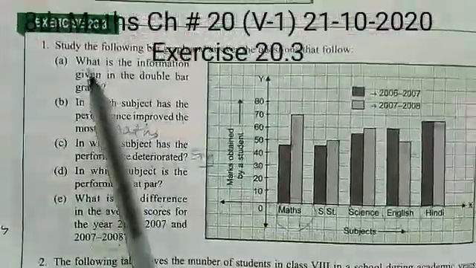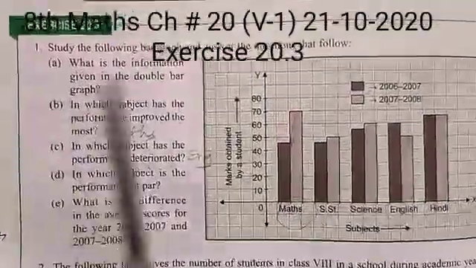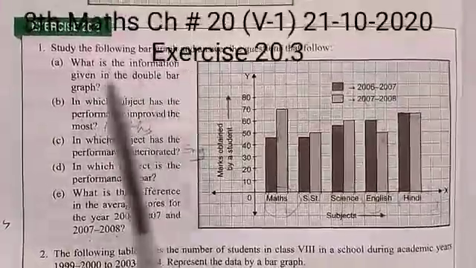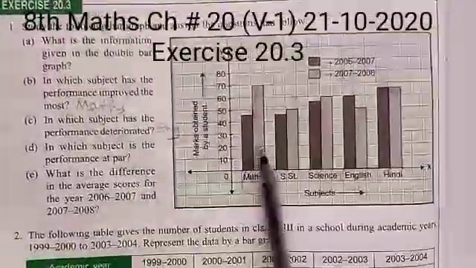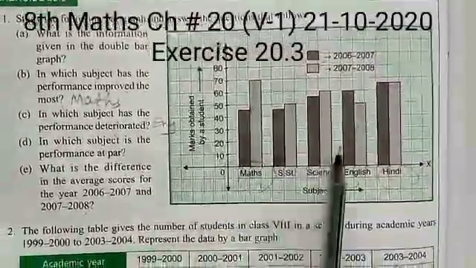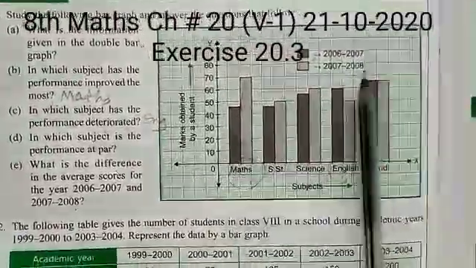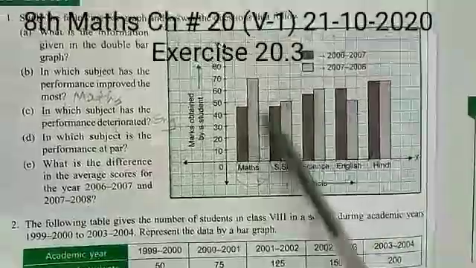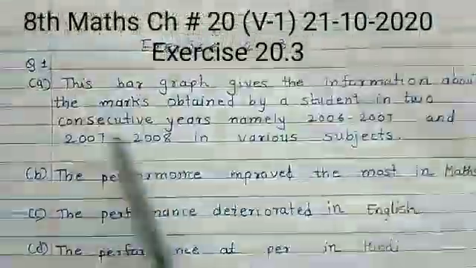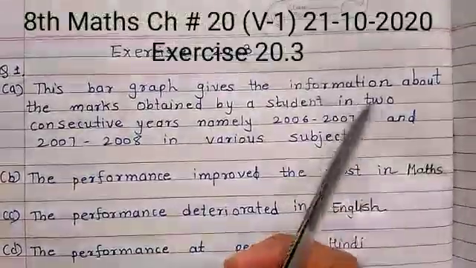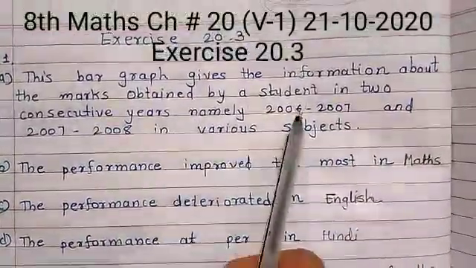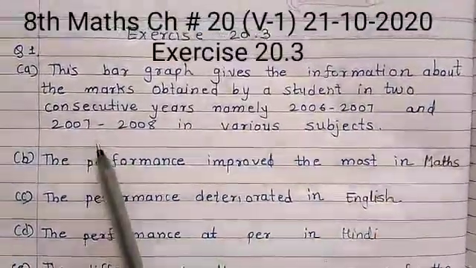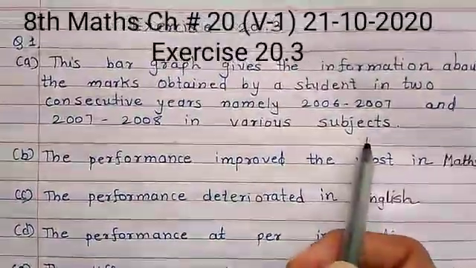Now the first question is exercise 20.3. Study the following bar graph and answer the questions that follow. First, what is the information given in the double bar graph? Here you can see that the marks obtained by the student are given, and different subjects are given. Here the years 2006-2007 and 2007-2008 are given. It is a double bar graph. So we can write that this bar graph gives the information about the marks obtained by a particular student in two consecutive years, namely 2006-2007 and 2007-2008, in the various subjects.